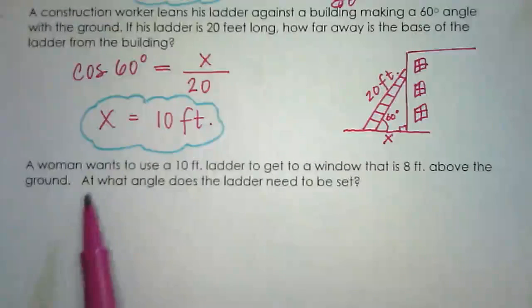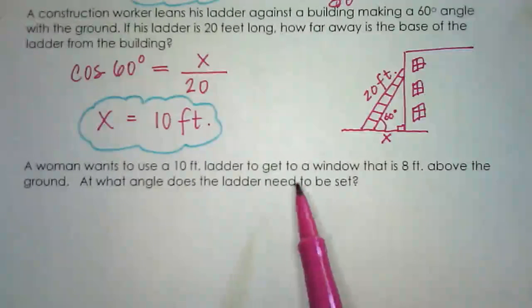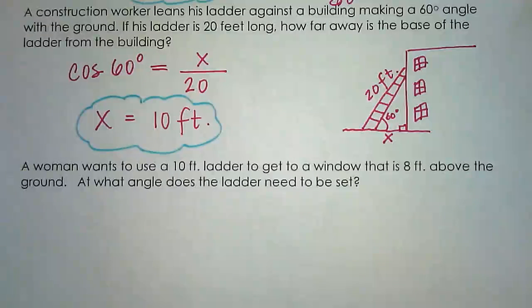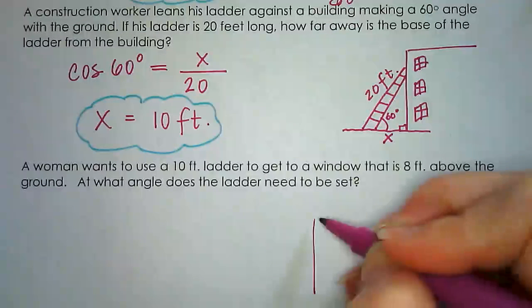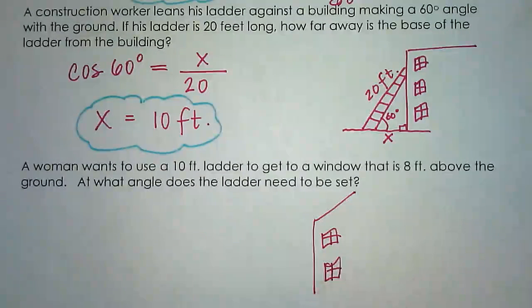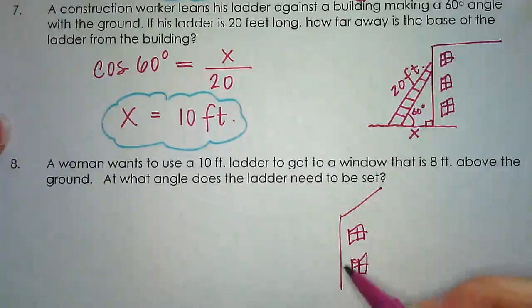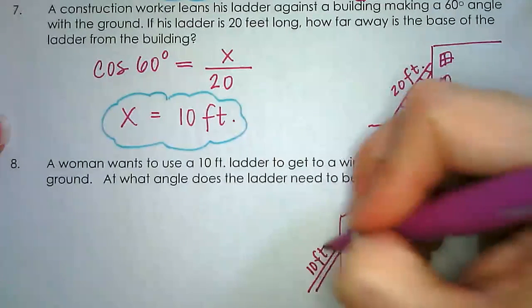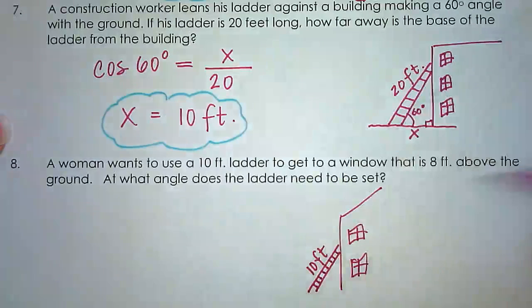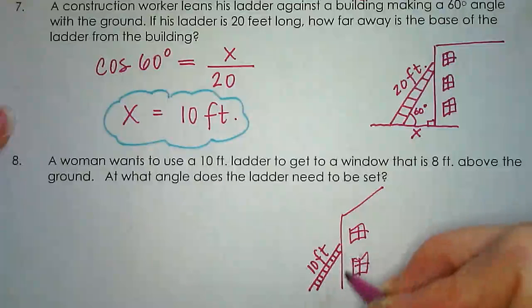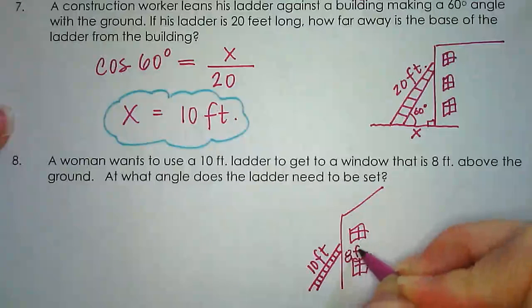Okay, a woman wants to use a 10-foot ladder to get to a window that's 8 feet above the ground. So what angle does the ladder need to be? This is not focused, goodness. Okay, so almost the same idea. So we'll make this look more like a house. All right, so we have a 10-foot ladder reaching an 8-foot window, which means that this measurement right here is 8 feet.